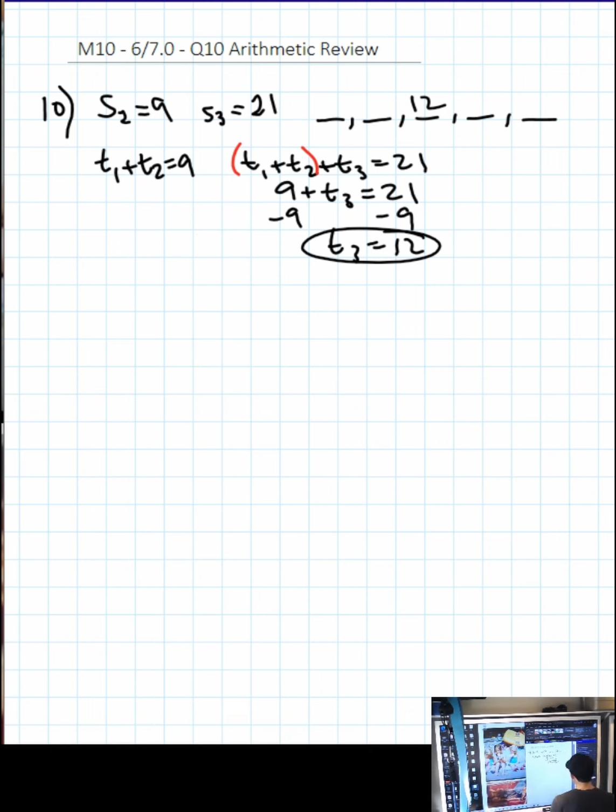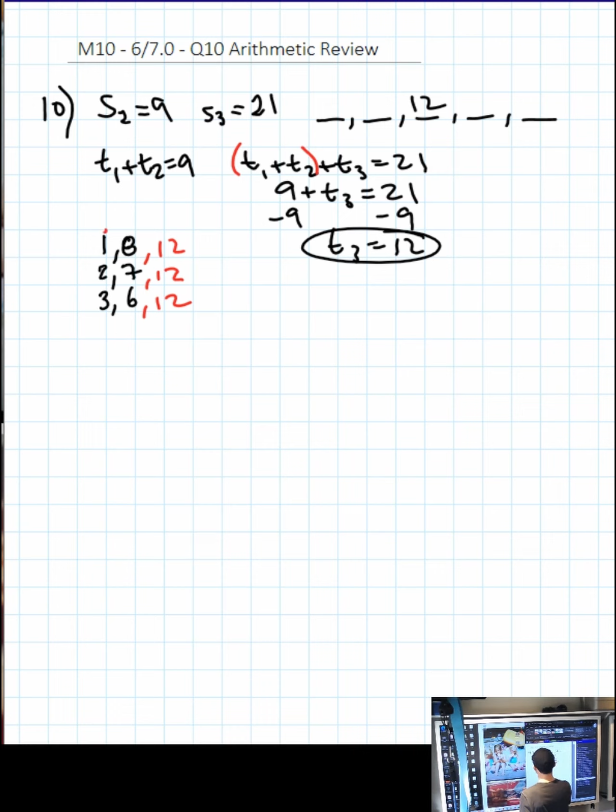Okay, now we have to work backwards. Let me think about this for a moment. Okay, I can't figure out what the algebraic solution is at the moment, but T1 plus T2 must equal 9. So what could the terms be? They could be 1, then 8. They could be 2, then 7. They could be 3, then 6, etc.